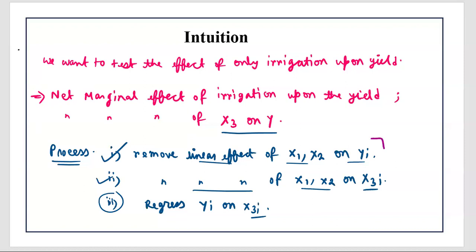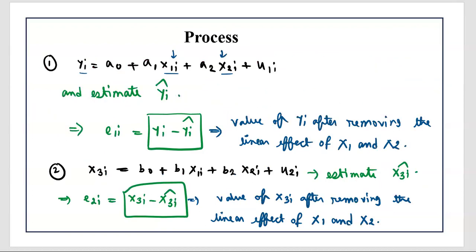For that, we followed a three-step process. Firstly, we removed the linear effect of other regressors on the dependent variable yi. Then we removed the linear effect of these regressors on the variable that we are interested in. We want to find the partial correlation of x3, which is why we removed the linear effect of other regressors on x3 as well. Then we regressed our transformed dependent variable on the transformed independent variable. This is the three-step process.